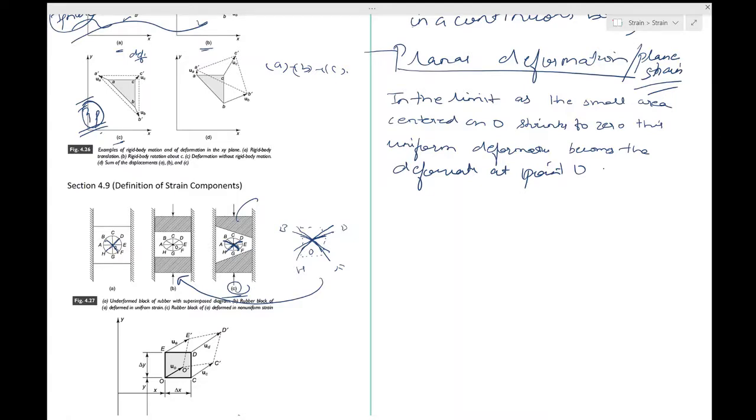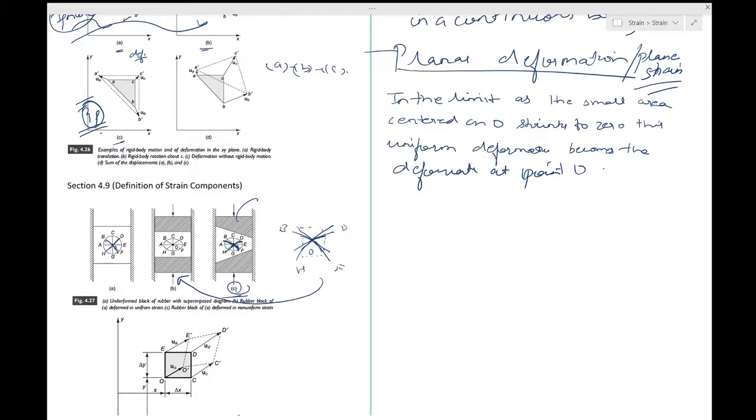So this is an approximation, and this you can only make in a continuous solid, continuum mechanics, where, as I have said before, you just ignore things like the grain boundaries or the atomic configuration. There is no discontinuity anywhere in your visualization of the solid.